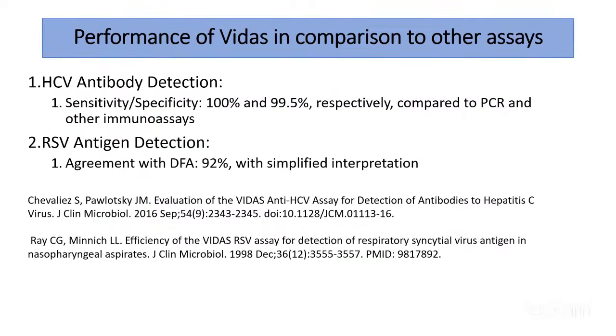Now, the performance of the Vidas in different studies has shown very good results for different analytes, like HCV. Some are 100%, 99.5% sensitivity and specificity compared to PCR and other immunoassays. I'm just giving one or two examples. RSV detection with DFA also got an agreement of 92%.